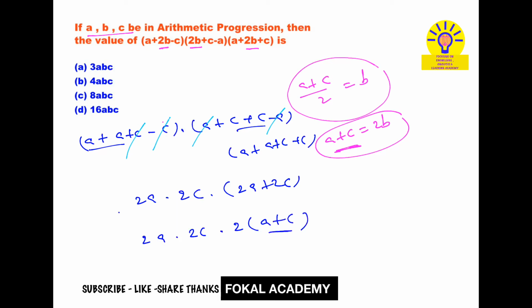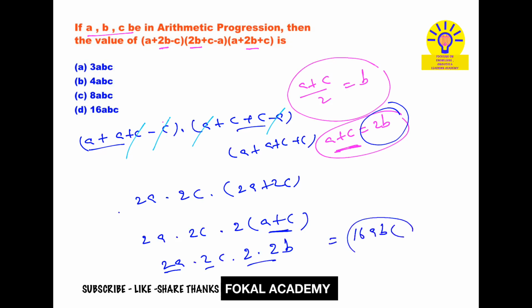So 2a into 2c into 2 into a plus c. Now a plus c can be replaced as 2b. So 2a into 2c into 2 into 2b. 2 into 4, 4 into 4, 16. 16 abc. So from the options, option D is the correct answer. So this expression is equivalent to 16 abc.